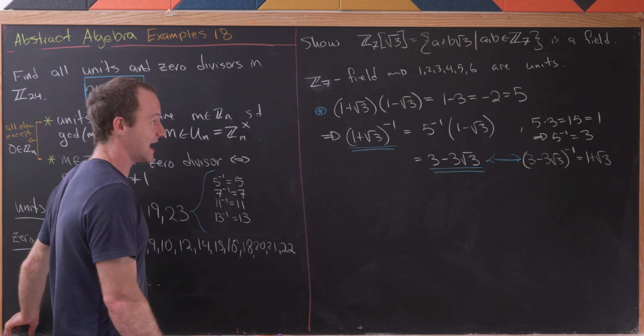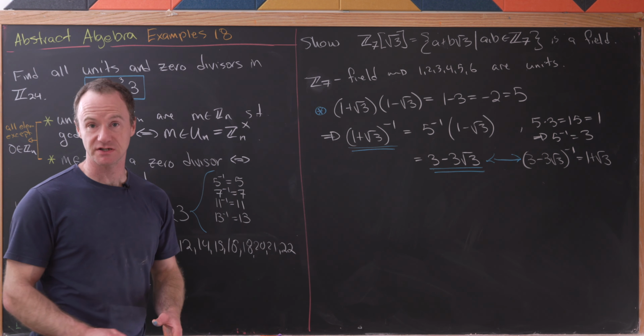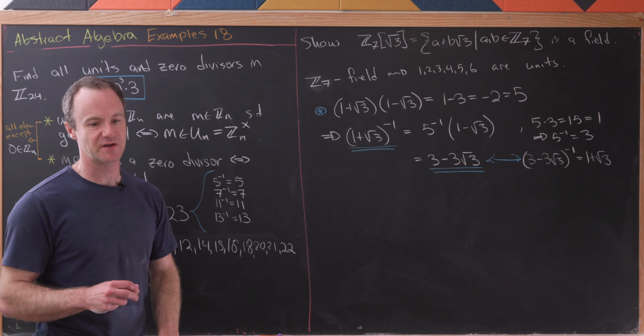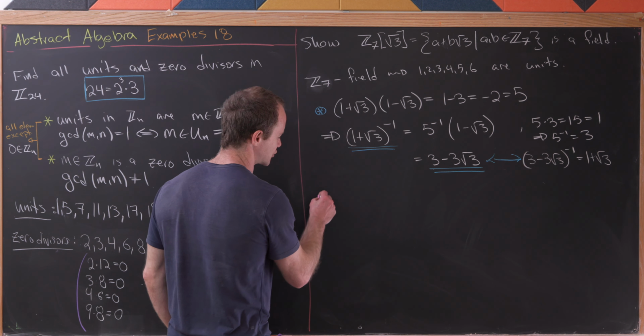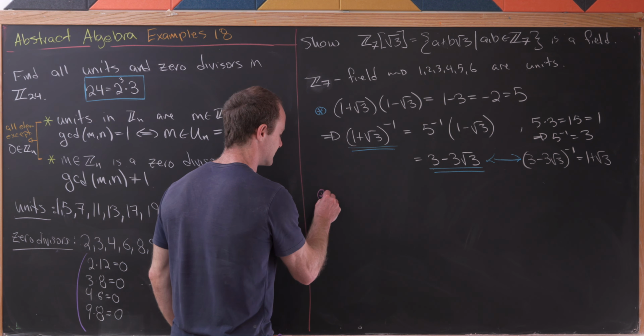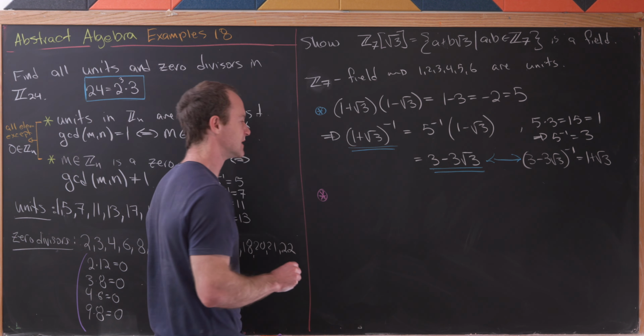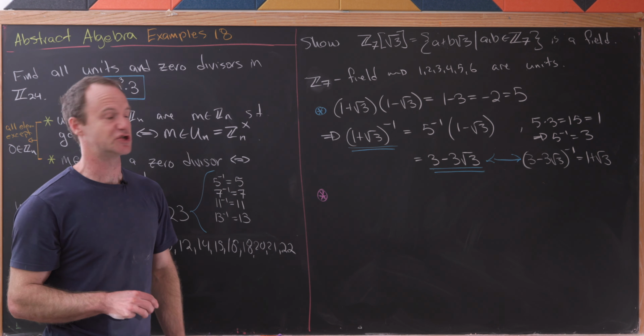That being said, I think there is some work you can do to maybe prove this is a field without finding the explicit inverses. But again, I'll just reiterate that at this stage of just starting to learn about rings, I think there's nothing wrong with just doing it by exhaustion.